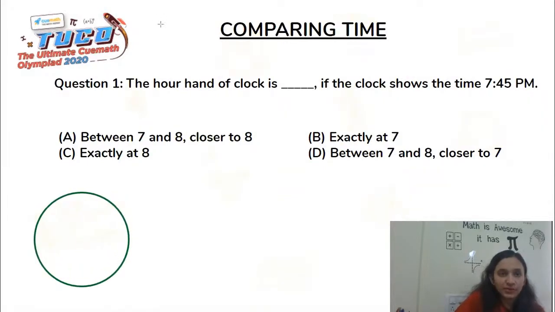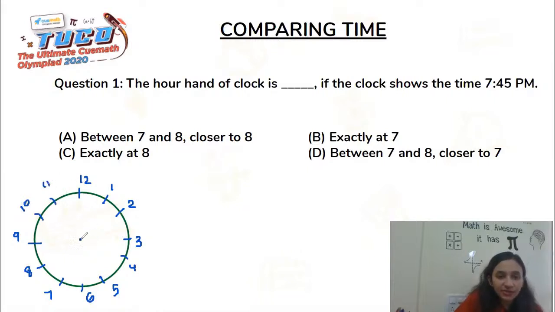I would draw this and let's mark the numbers so that it becomes easy for students to follow. So here comes 12, here comes 6, here comes 3, and here comes 9. Then we have 1, 2, here we have 4 and 5, we have 7 and 8, we have 9, then 10 and 11. And this is the center of your clock.